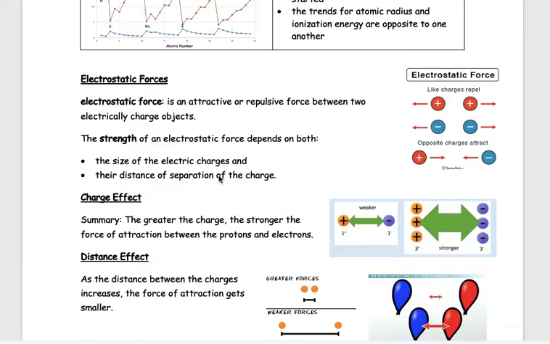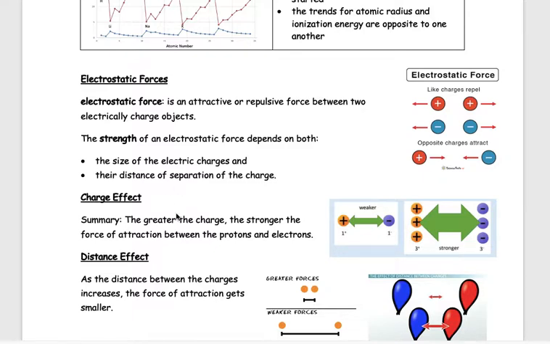The strength of the electrostatic force between the proton and electron will depend on the size of the electric charge, so basically how many charges there are. And it'll also depend on the distance, like how far apart they are.